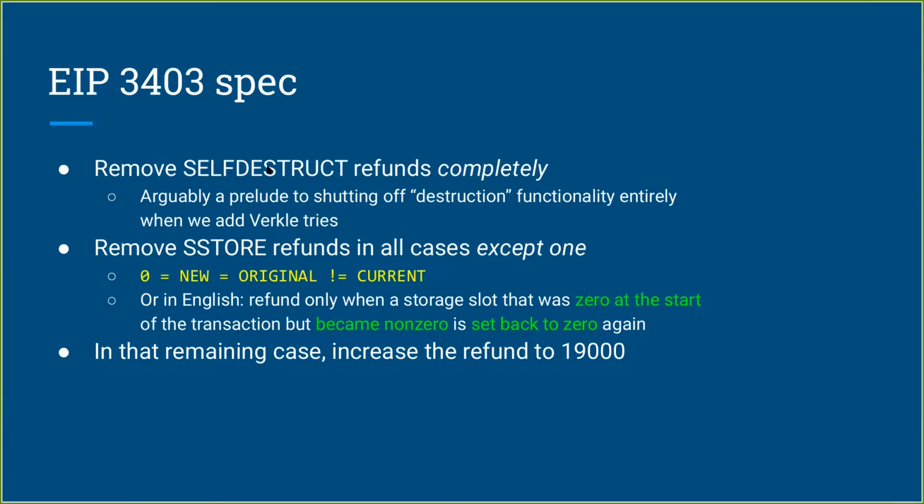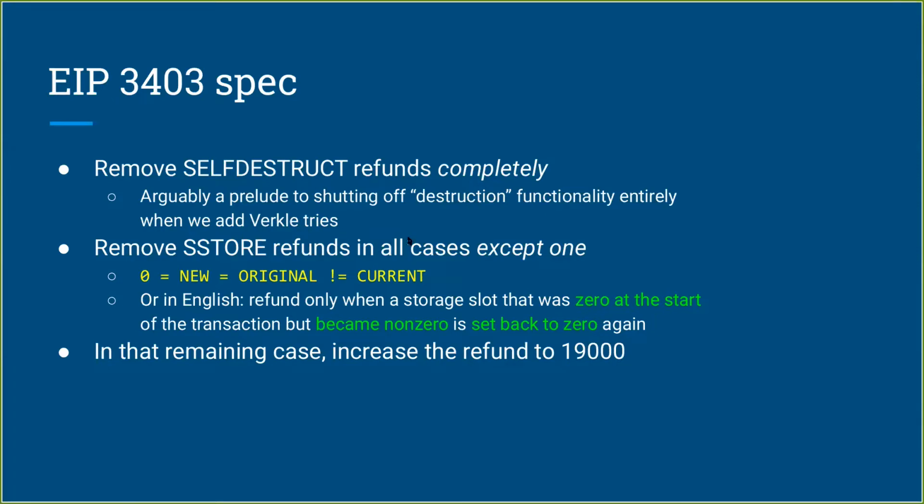So the spec is fairly simple. Remove self-destruct refunds completely. Another future note is that it's looking likely that it'll make sense to just turn off the destruction functionality of self-destruct completely when we add Verkle trees. That's basically just because it gives us more freedom to create better state storage structures when we keep the invariant that there isn't one opcode that has the ability to potentially affect tens of thousands of slots at the same time.